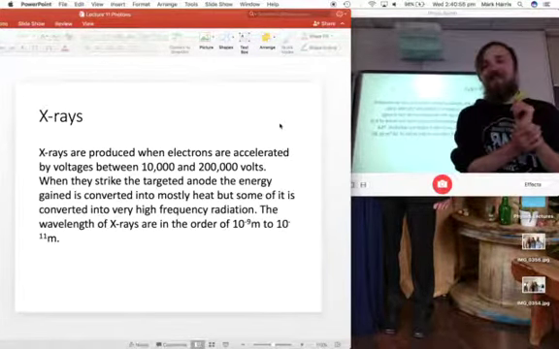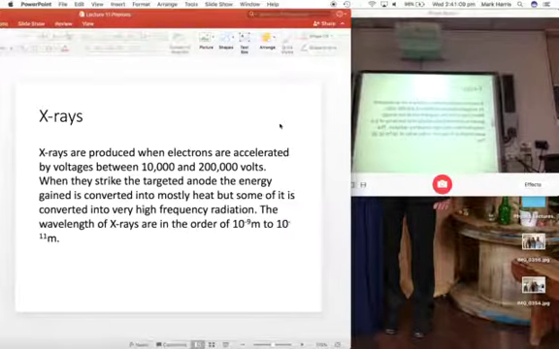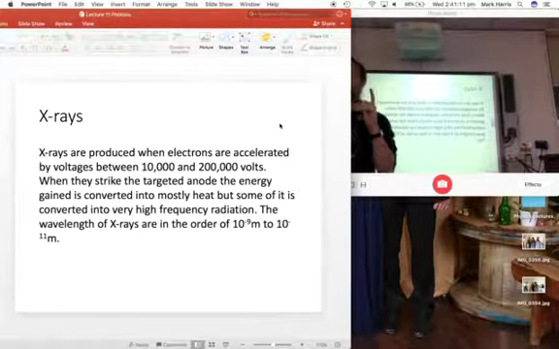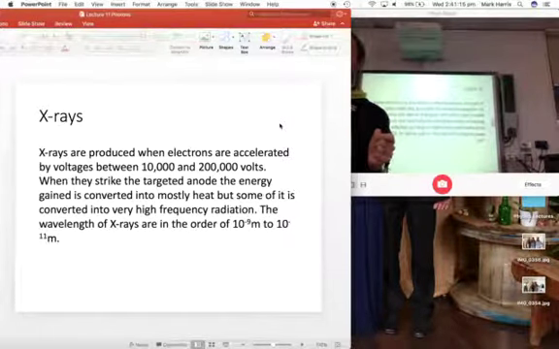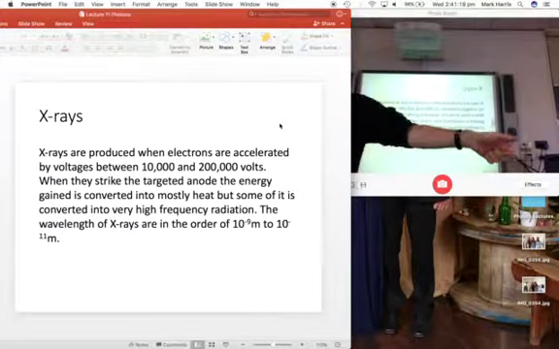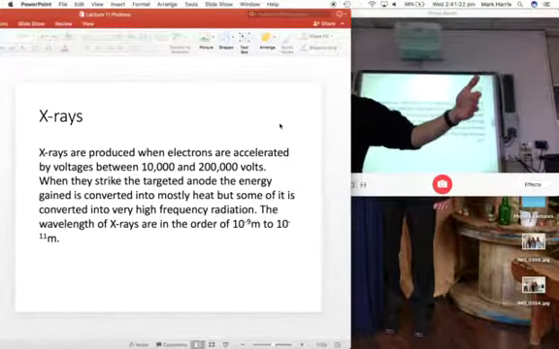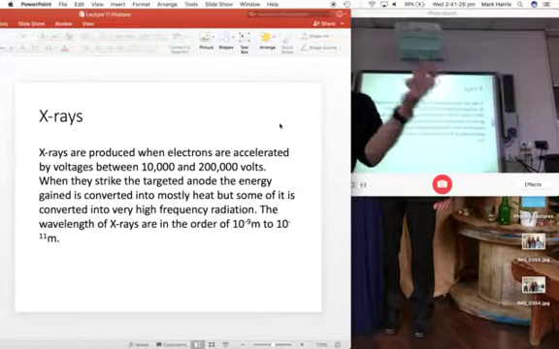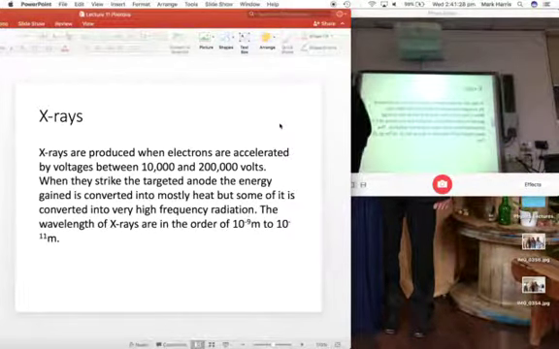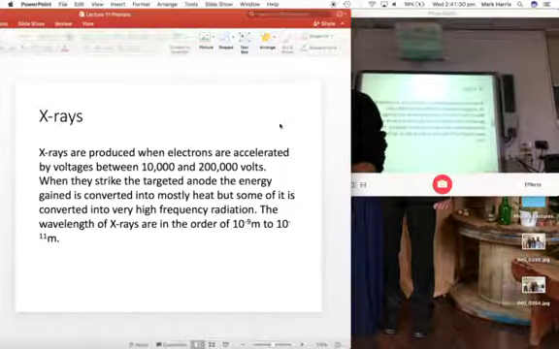So X-rays are produced when electrons are accelerated by voltages of between 10,000 and 200,000 volts. It's a lot of energy. Remember when we had the electron deflection thing set up, that was like 9,000 volts. So if we had it going any faster and it was hitting the right target, it would be producing X-rays.